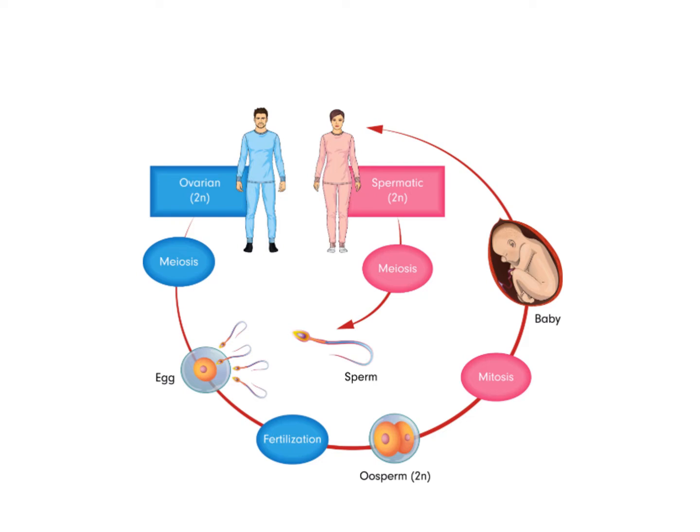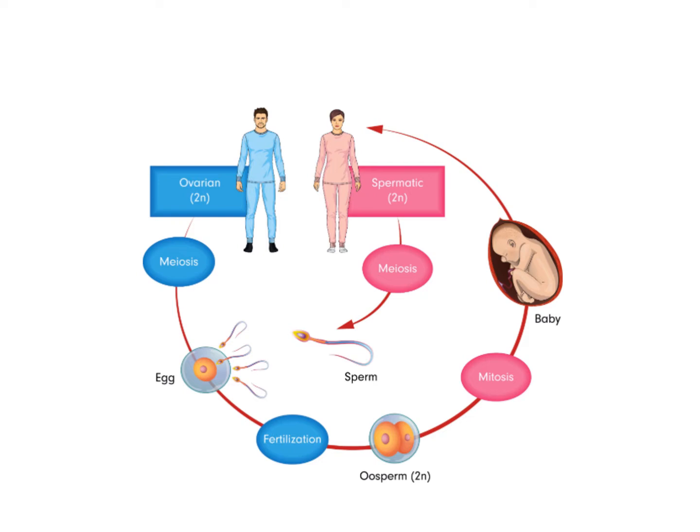So here I have a picture of a male and a female, and they both go through a process called meiosis. Now, meiosis is the process of making sex cells, so gametes, eggs and sperm. Okay, and when an egg and a sperm meet, they fuse together, and that is called fertilization, and they make a zygote, and that undergoes mitosis, and that develops into a baby.